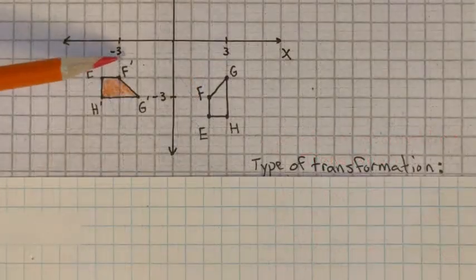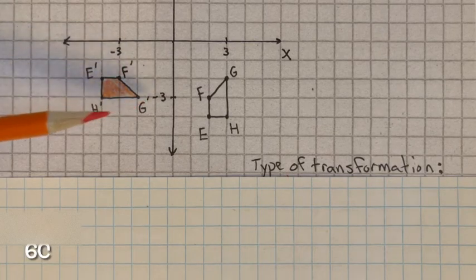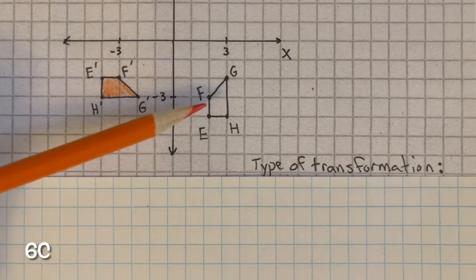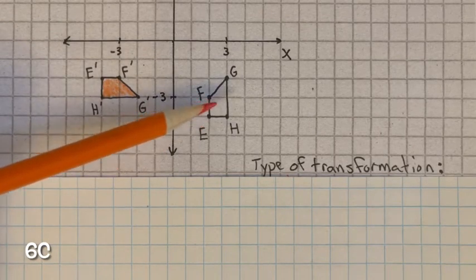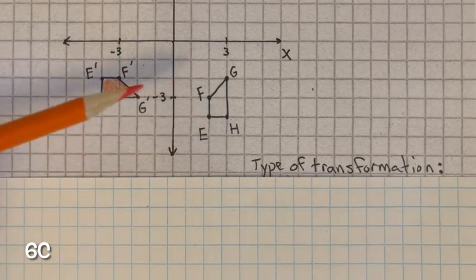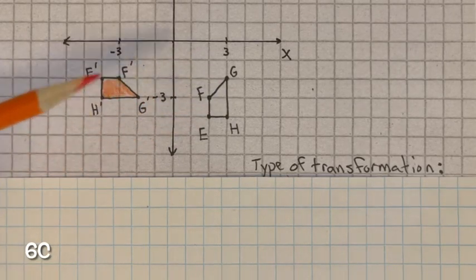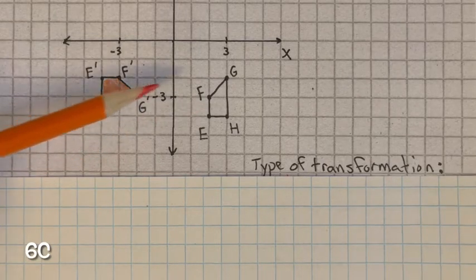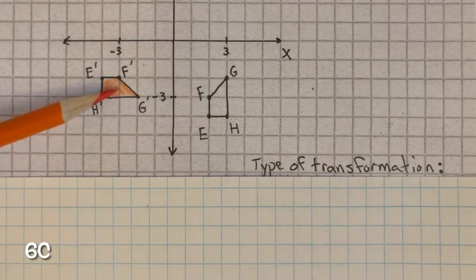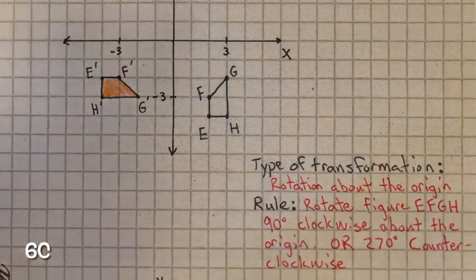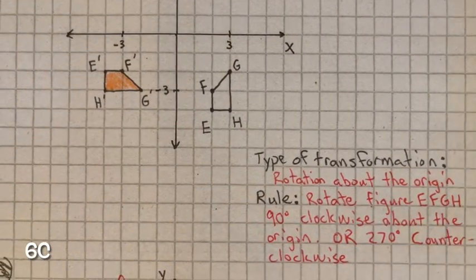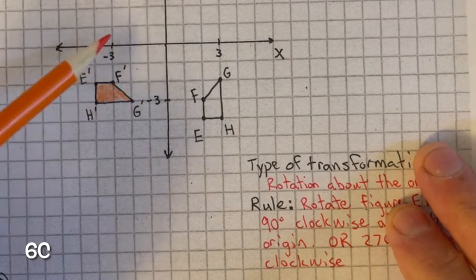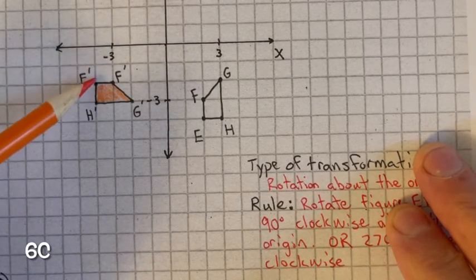And I can tell by the prime marks here, this is E', F', G', H', that this is going to be the image. The pre-image, or the image I start with, is E, F, G, H. So I'm going from here to here. And how am I doing that? Well, it looks like if I rotate this, I would get this image here. And I'm going to go ahead and turn my paper. If I rotate my paper, here's E prime. E prime is at -4, -2.